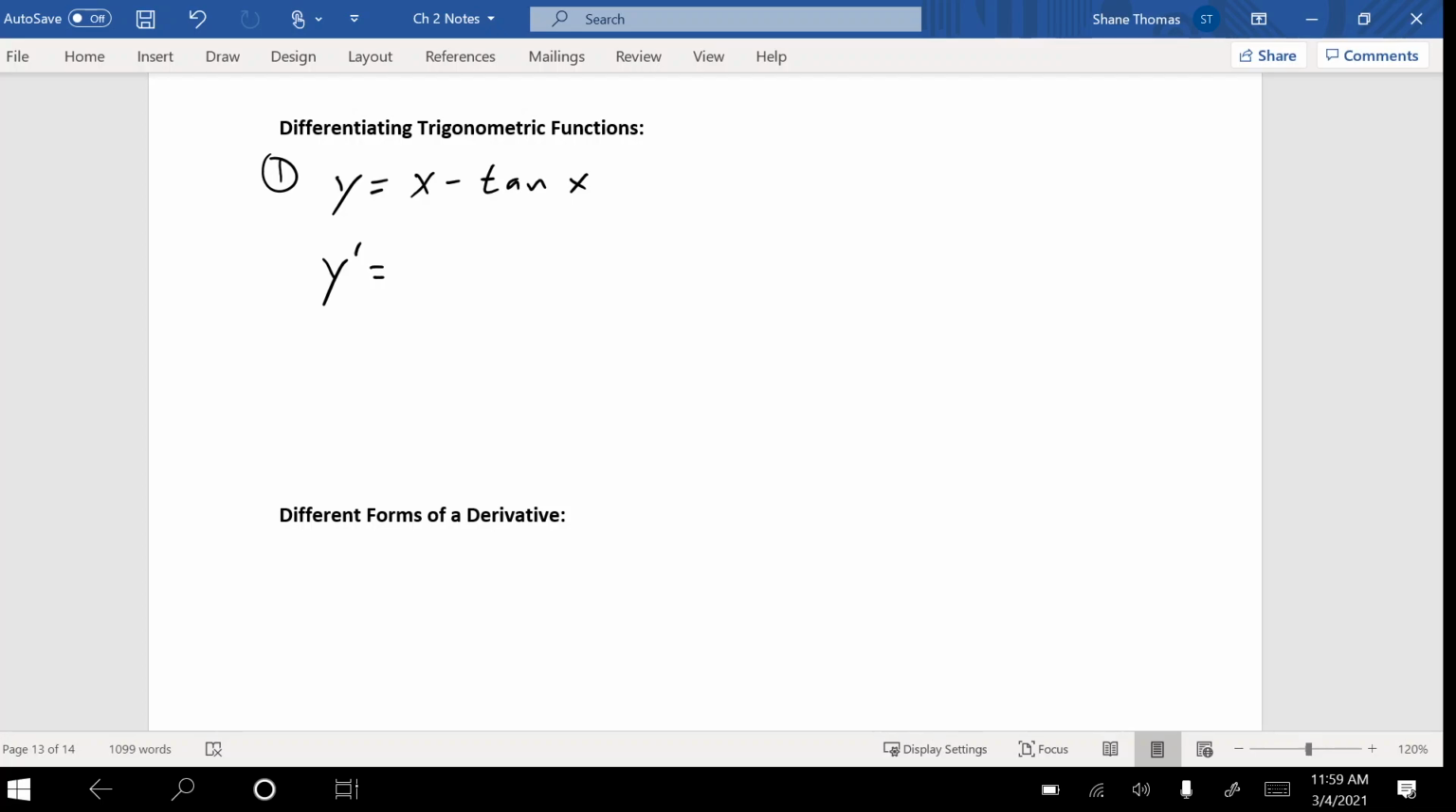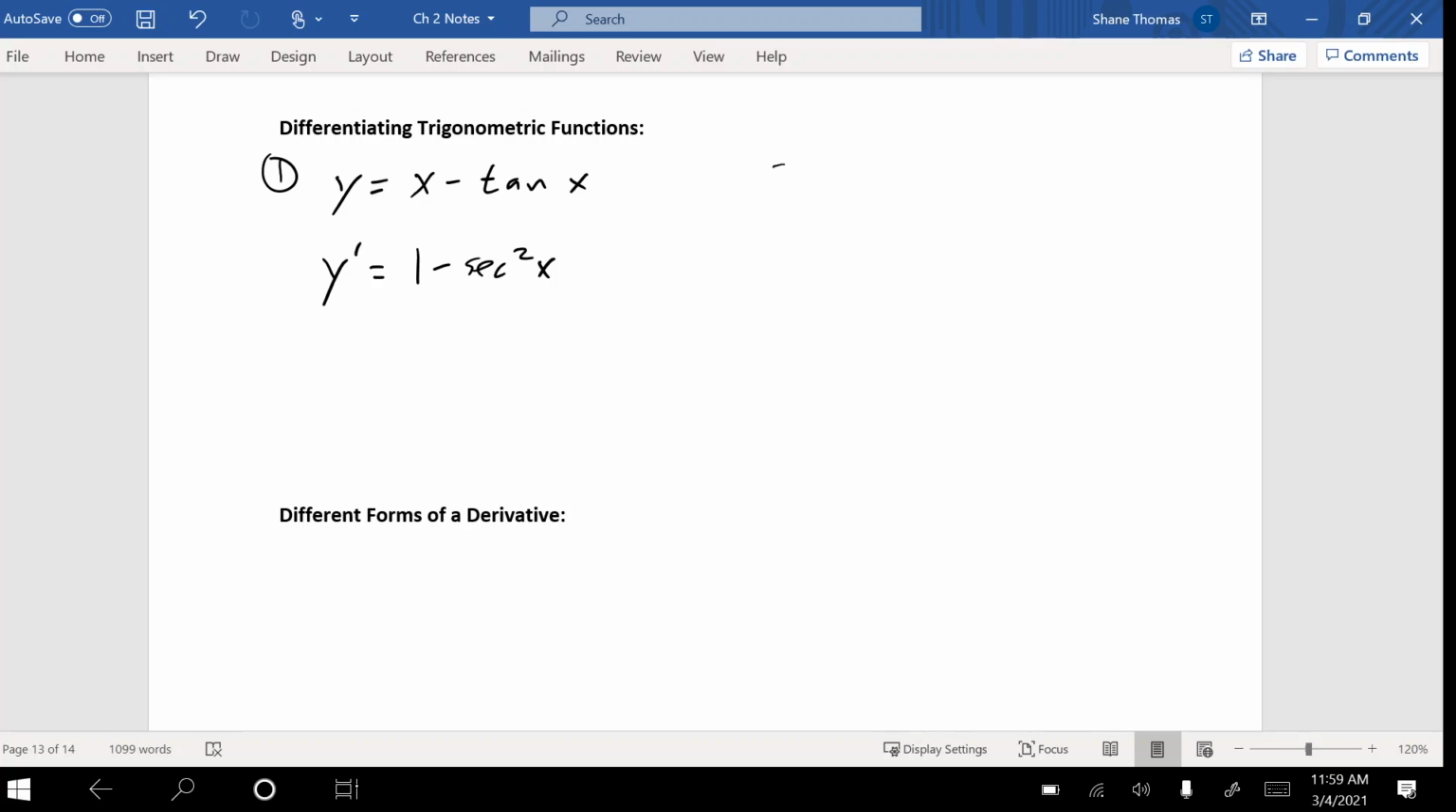So what's the derivative of x? Be 1. A constant is 0, just a variable is 1. And then minus tangent of x, so we have minus, what's the derivative of tangent of x? Last theorem we had. There you go. Minus secant squared of x. Bingo. That's all you gotta do for that one. That wasn't a product rule, quotient rule, anything like that.